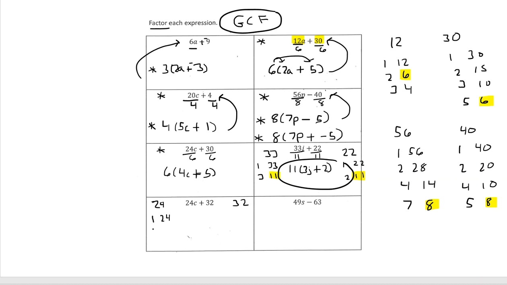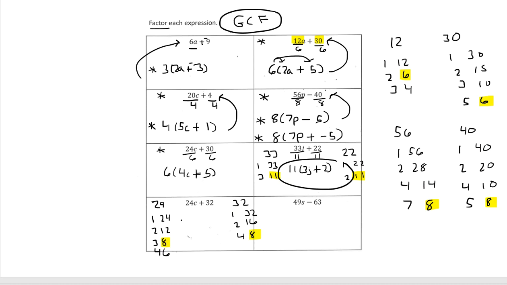One times 24, 2 times 12, and we already did this one, didn't we? 3 times 8, 4 times 6. Factors of 32 would be 1 times 32, 2 times 16, 4 times 8. Greatest common factor here would be an 8.